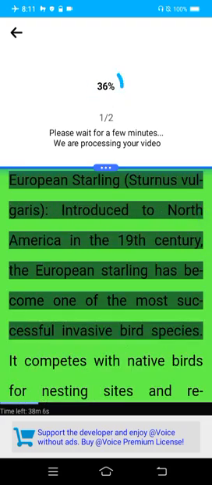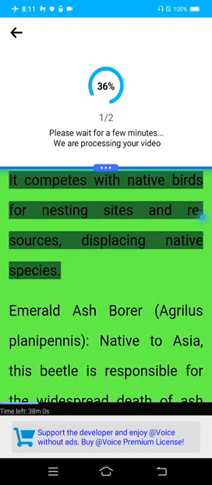European starling, Sturnus vulgaris, introduced to North America in the 19th century. The European starling has become one of the most successful invasive bird species. It competes with native birds for nesting sites and resources, displacing native species.